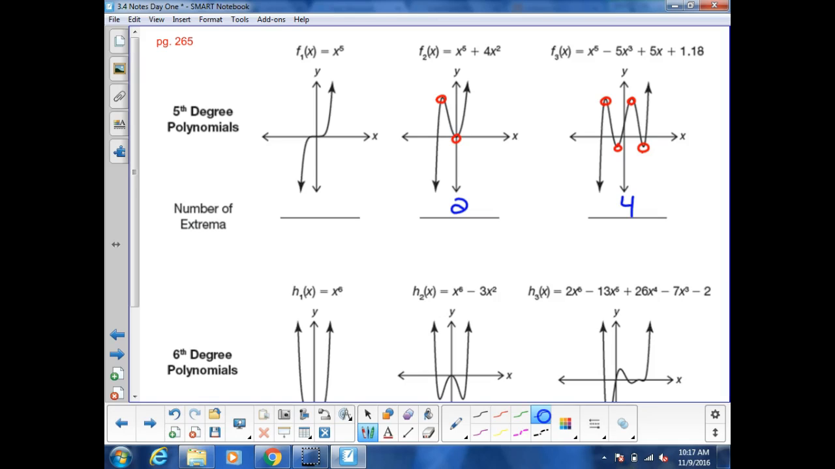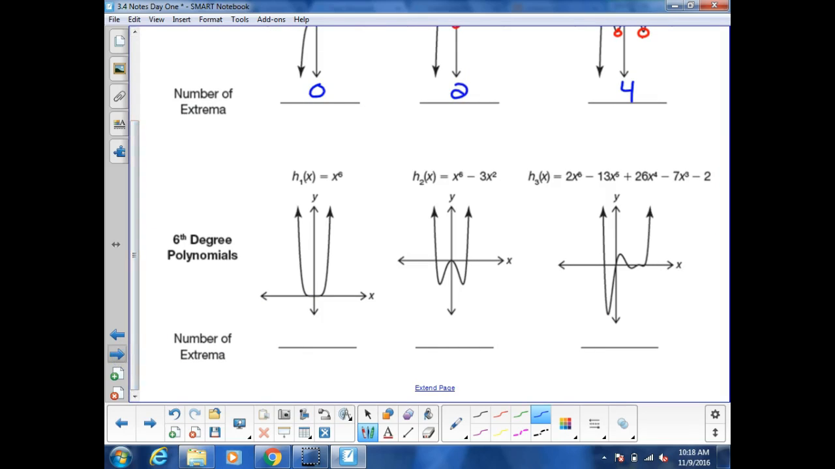First one. I don't see any. 0. So if I don't have any, that means I don't have any absolutes. I don't even have any relatives. Okay? All right?